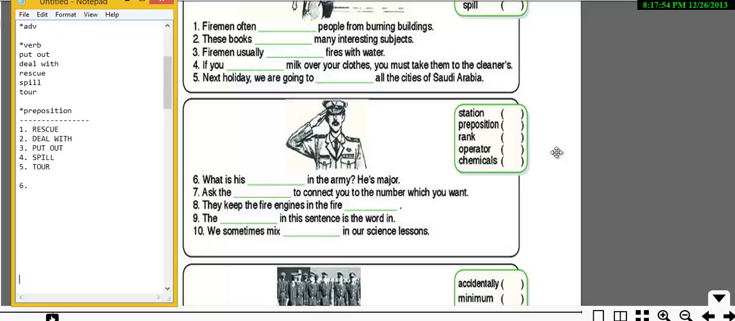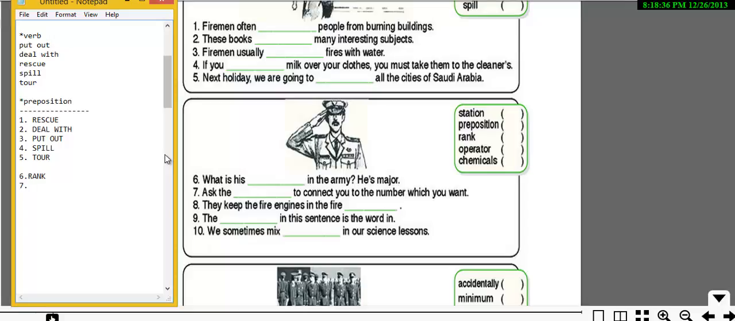Number 6 goes, what is his blank in the army? He's the major. Sorry, it's not mayor, I just spelled it wrongly. The army and the word major are pretty much indicative of what you need to use as a rank. It's not a preposition, it's not a station, it's not a place, it's someone. And it's not an operator because we're not using a machine. And it's not chemicals because it's not something liquid. So it's what we use as rank.